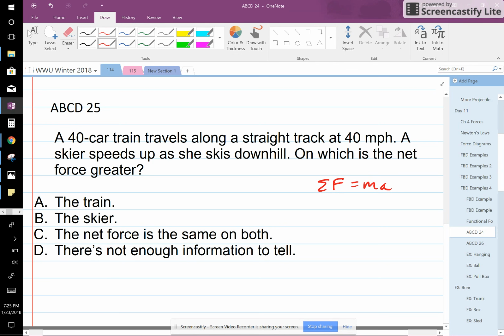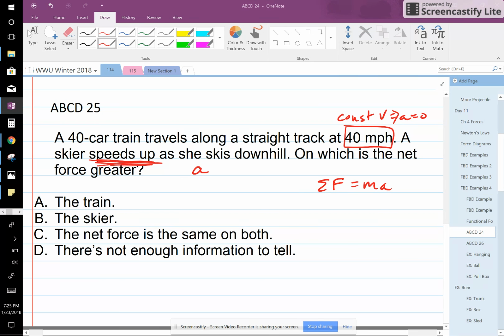With the train car, it's traveling at a constant 40 miles per hour. So a constant velocity. If you have a constant velocity, then a is 0. So there is no acceleration, so the net force is 0 acting on the train car. However, if you have a skier that's speeding up, then that definitely implies that there is an acceleration.